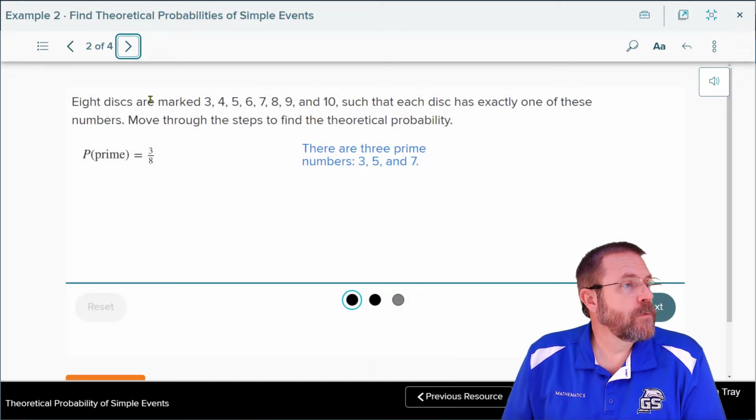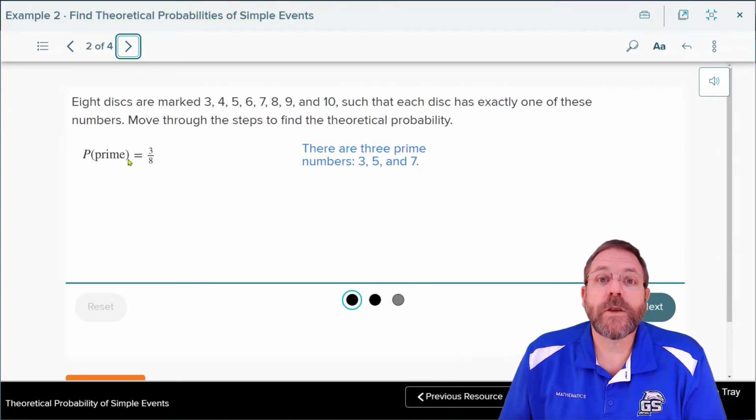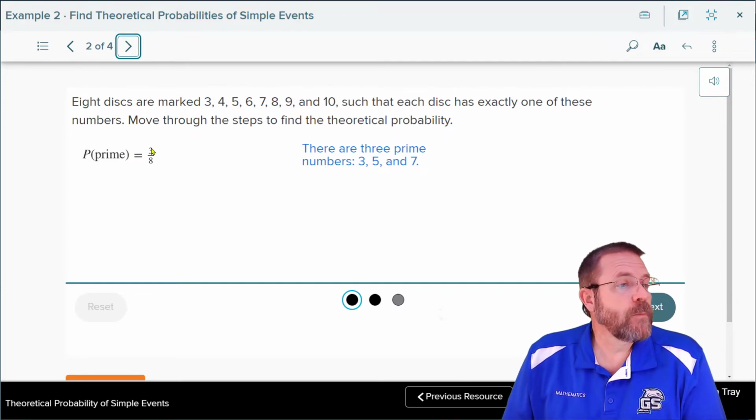Give it a moment to load. The 8 disks are marked, so you can see right here the first thing that they wrote is P(prime), because prime is the event we're looking for, and you do need to do that on your homework and your test as well. The prime numbers were 3 out of the total numbers, 8.